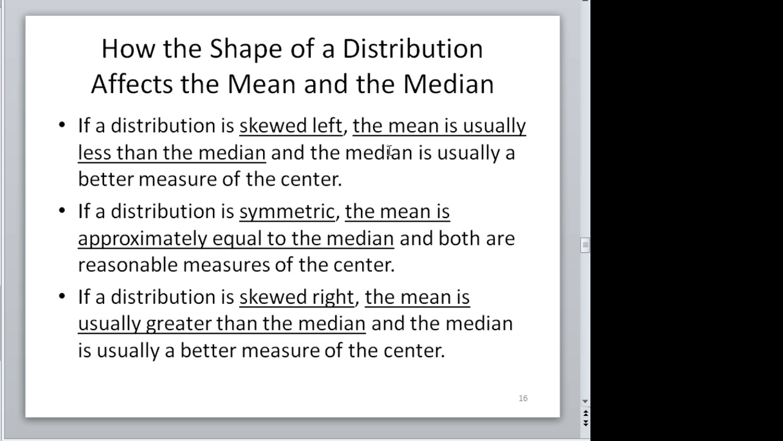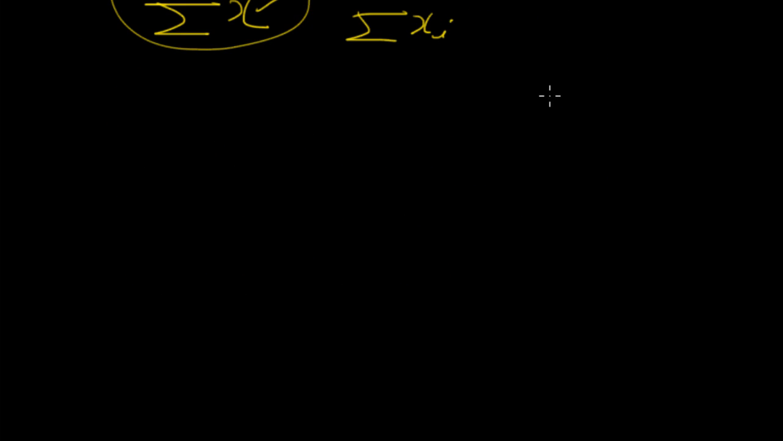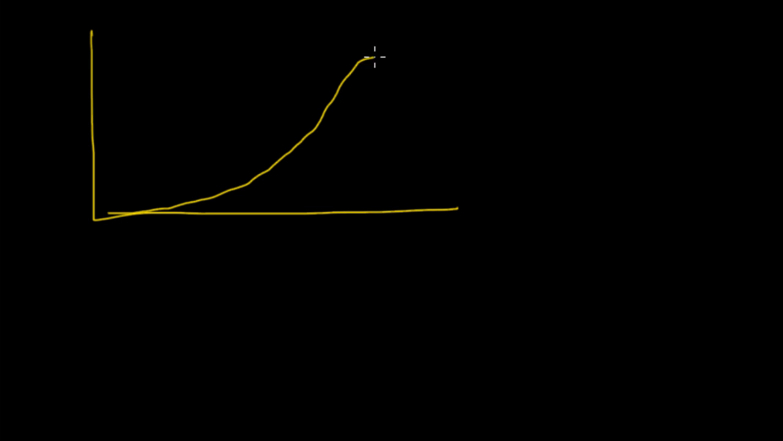Okay, now let's talk about the distribution shape, right? Let's go back to our drawing board. Distribution shape is basically something like this. Let's say you have a graph and most of the data points is towards, say, the right side, right? The right side. Then what do we call this?